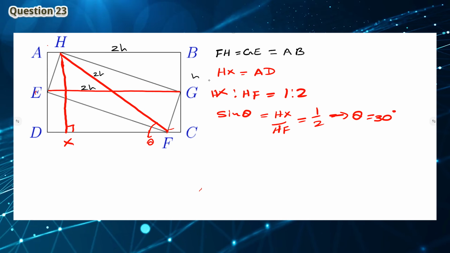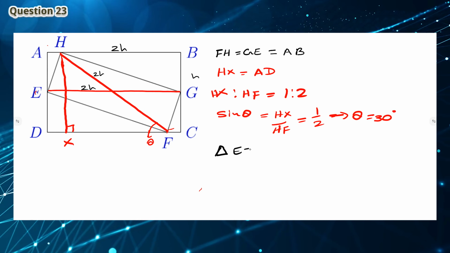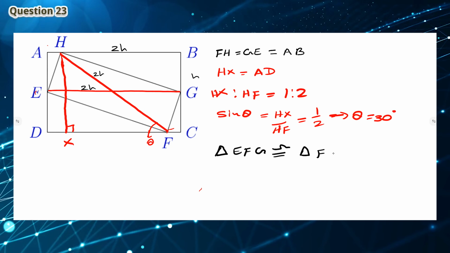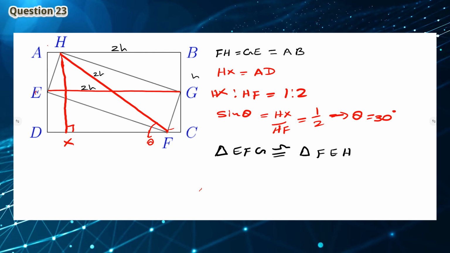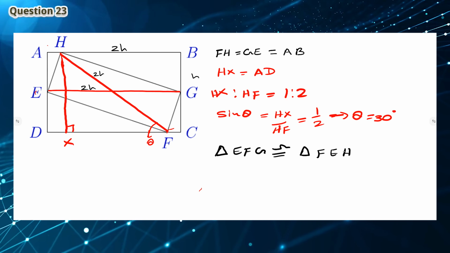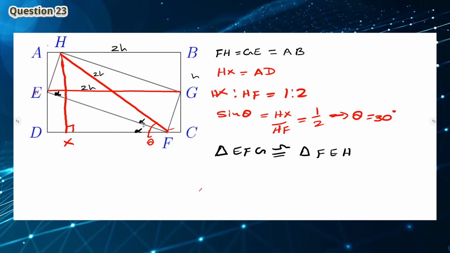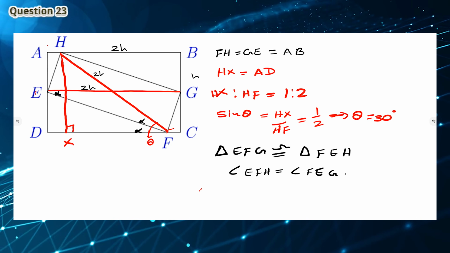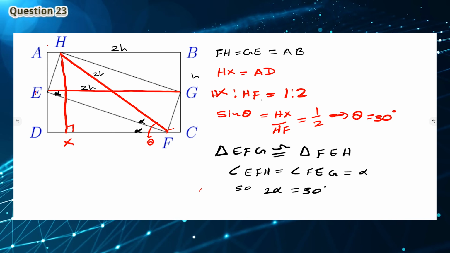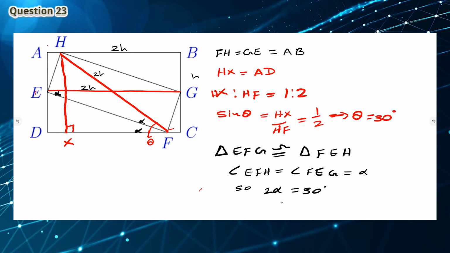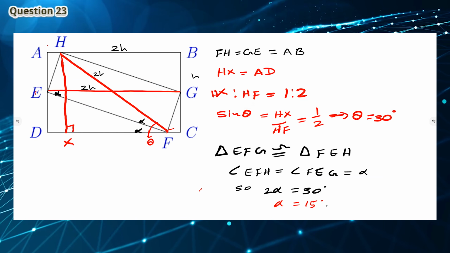As you can see, the triangles EFG and FEH are similar. This means that the angle EFH is equal to the angle FEG, which is equal to alpha. So 2 alpha is equal to 30 degrees, which means that alpha is equal to 15 degrees, which means the answer is A.